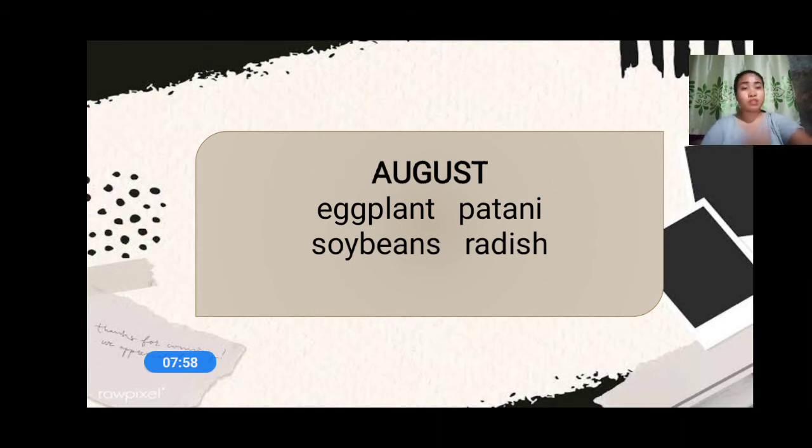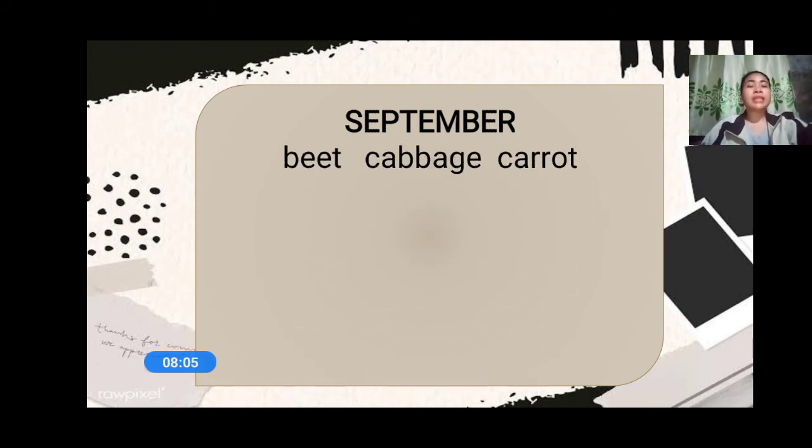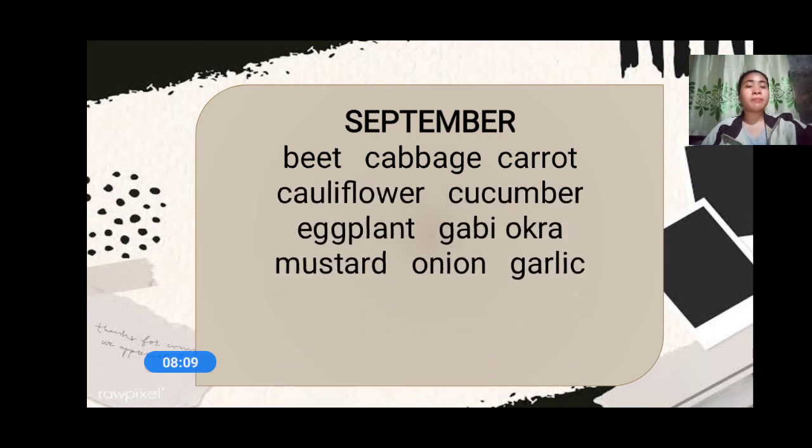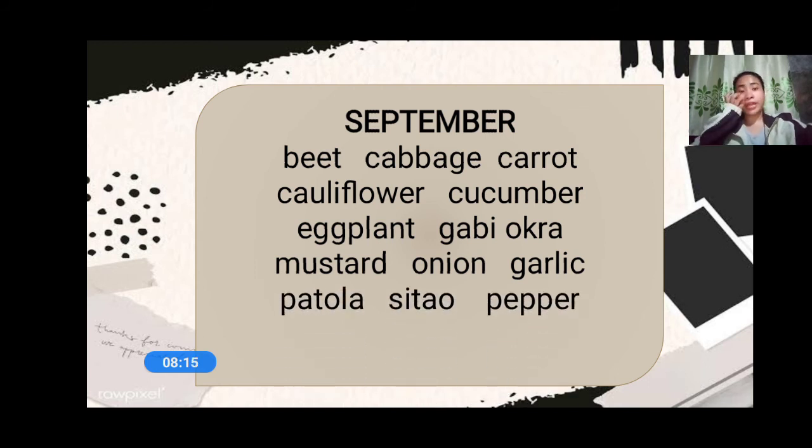Okay, so let us proceed to September. Okay, so we have cabbage, beet, carrot, cauliflower, cucumber, eggplant, gabi, okra, mustard, onion, garlic, patola, sitaw, pepper, and squash. So those are the vegetables that can be planted during the month of September.